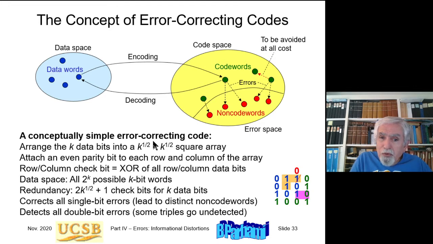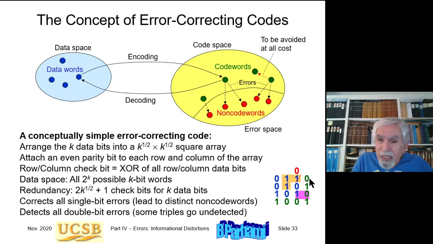So here is a conceptually simple error correcting code. It's not particularly efficient, but it's very easy to understand. So let's get started with this one. We have k data bits. We arrange them into a square root of k by square root of k square array. So for example, these blue bits, 9 bits, are data bits, and I've arranged them into a 3 by 3 array.